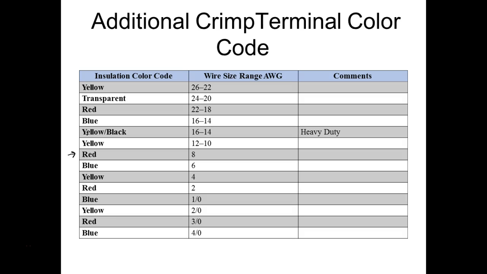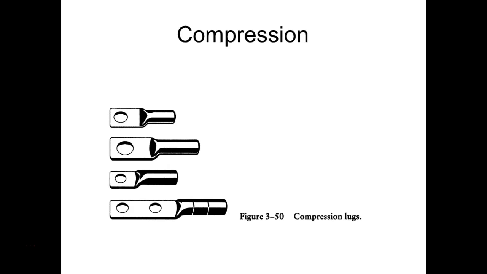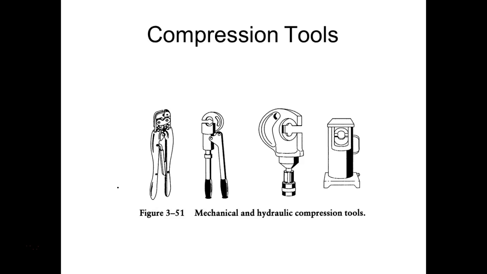so we have this yellow right here, and then we have this yellow right here. Odds are, when you look at these things, if they're really tiny and yellow, then it's going to be for these gauges right here. And these are the only primary colors we use, guys. What they do is they just keep reusing the same colors for a higher gauge. These are compressions, which basically work the same way. And these are some of your compression tools, by the way, that we'll use.